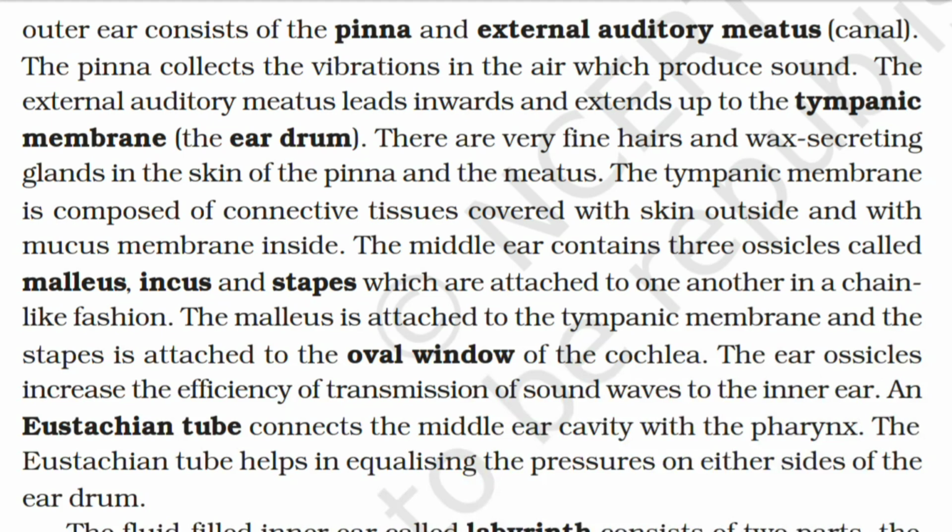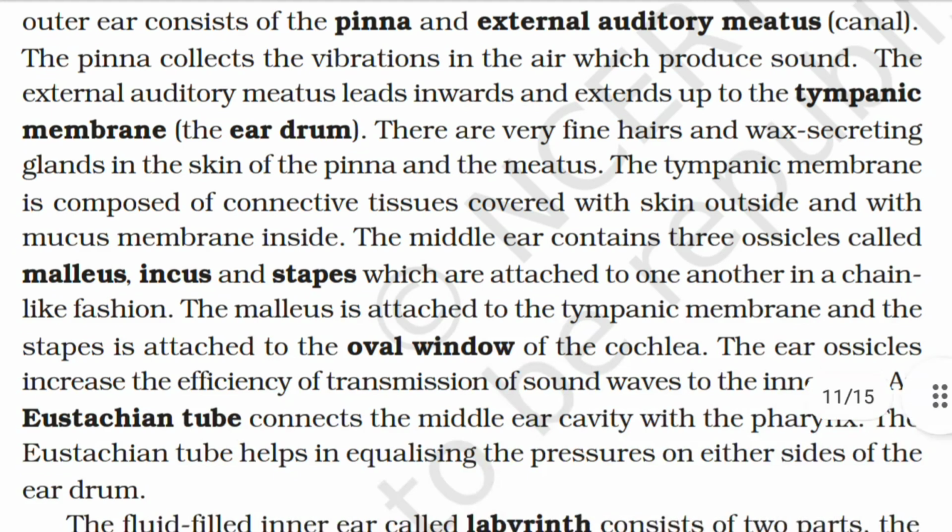The pinna collects the vibrations in the air which produce sound. The external auditory meatus leads inwards and extends up to the tympanic membrane or the eardrum. There are very fine hairs and wax secreting glands in the skin of the pinna and the meatus. The tympanic membrane is composed of connective tissues covered with skin outside and with mucous membrane inside.